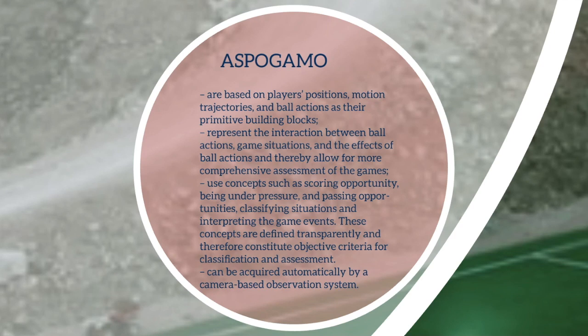So basically the model describes a player's positions, motions, trajectories, and the ball's actions as primitive building blocks. So it represents the interaction between the ball's actions, game situations, and effects of the ball's actions, and thereby allows for more comprehensive assessment of the games.